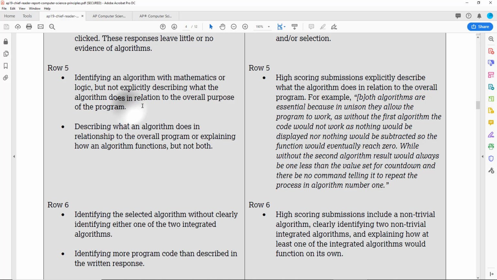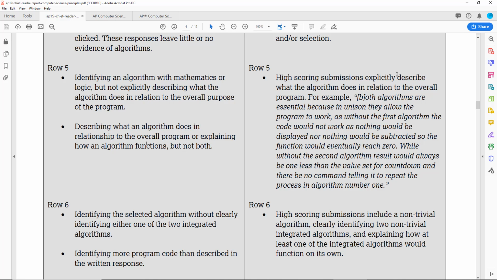So not only do you need to say what the algorithm does, but why you're using that algorithm to make the whole program work. Or another thing a lot of students did was they described one of those two things but not both. For example, you could have said, here's how the algorithm relates to the whole program, but they don't explain how the algorithm functions. Or they could explain how the algorithm functions, but they don't show how it integrates into the program.